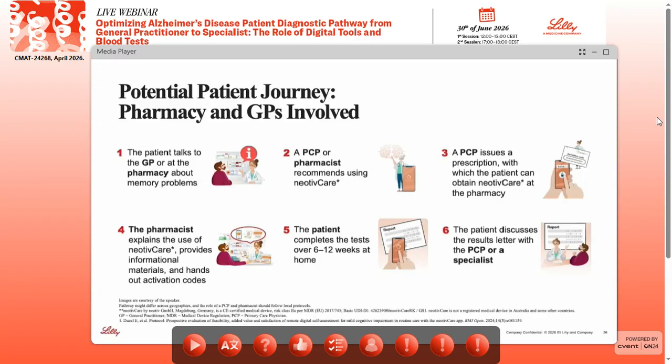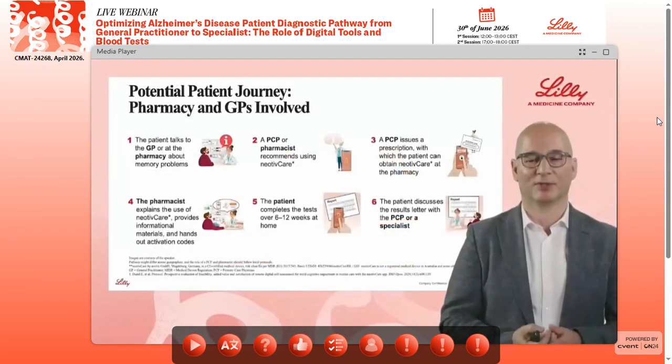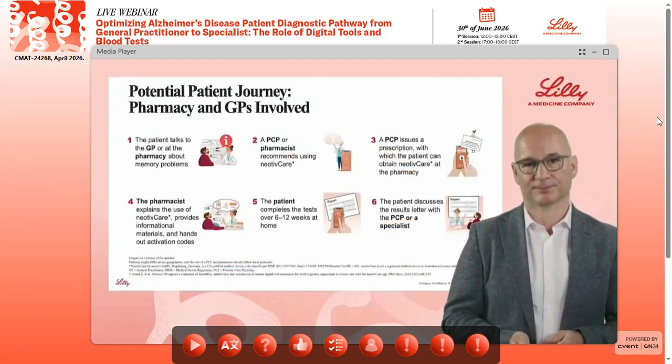The patient then conducts the tests at home and then comes with the results to the primary care physician or specialist to discuss the results. So from an HCP point of view, it's like prescribing a scan, and the patient then comes back to you with the results. And it's a very resource-efficient way of implementing cognitive tests.